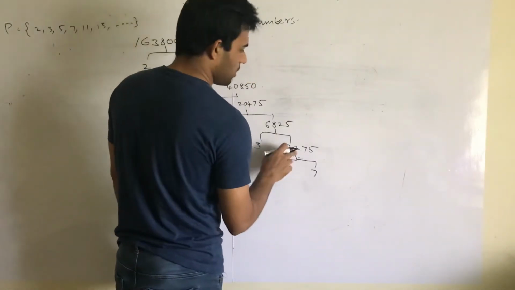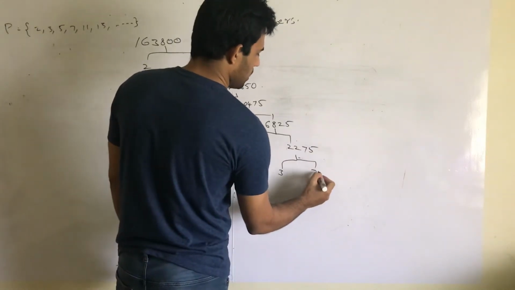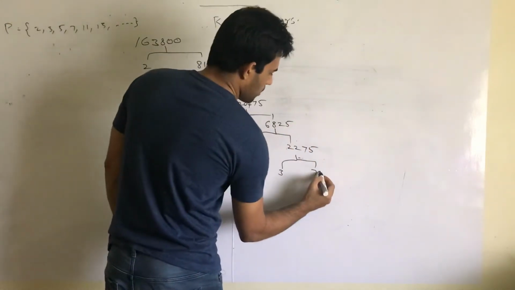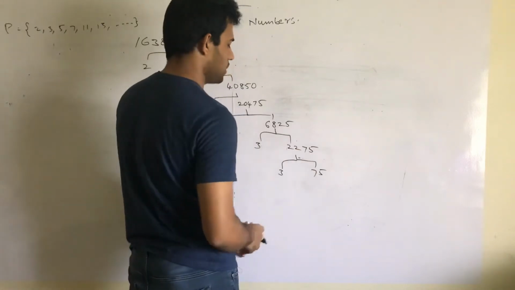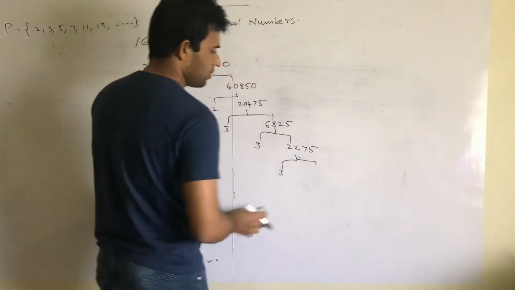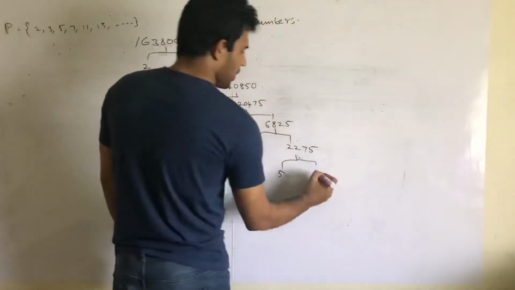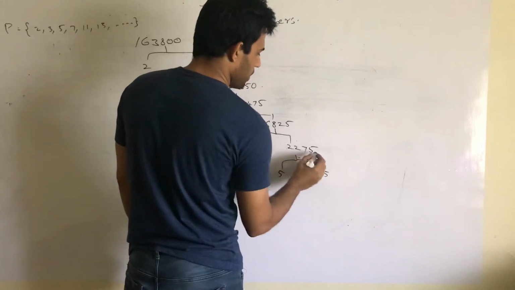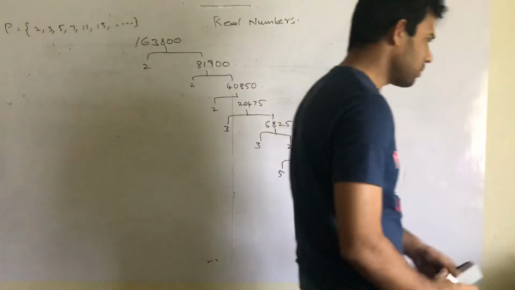3 7s 21, and then I have 17. So 3 5s 50, and then 25, which is not divisible by 3. So now I need to go check with 5. So 5 4s 20, 5 5s 25, and then I have 5 5s 25.